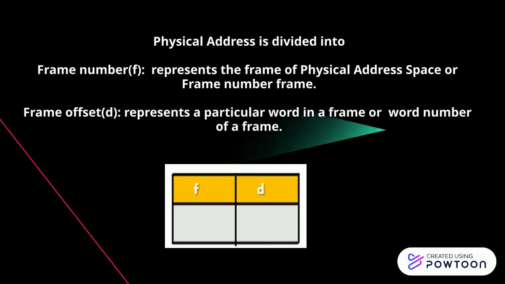Now let us understand how a physical address is represented. The physical address is divided into two. One is the frame number, which represents the f-th frame of physical address space. Then we have frame offset, which represents a particular word in a frame.